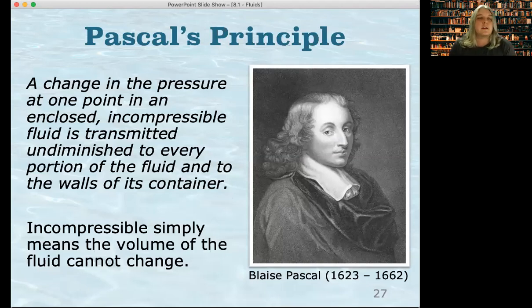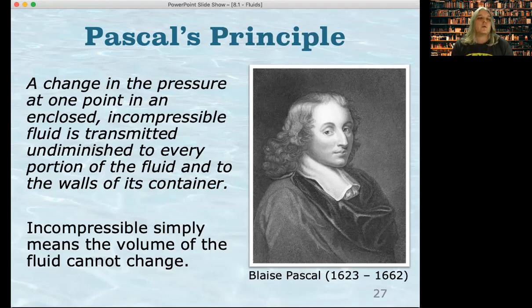Another result from Pascal, and we've got a picture of him here just for reference. Blaise Pascal lived from 1623 to 1662. He came up with Pascal's principle, which is that a change in the pressure at one point in an enclosed incompressible fluid is transmitted undiminished to every portion of the fluid and to the walls of its container. So just to define incompressible, it means it just cannot change volume. When we deal with incompressible fluids, we're usually dealing with liquids. Gases obviously are often compressible.